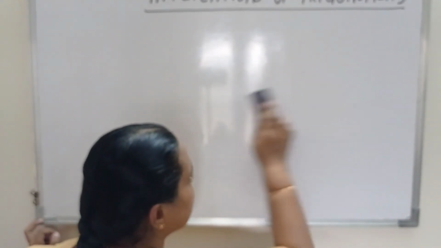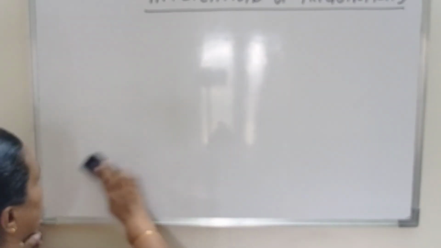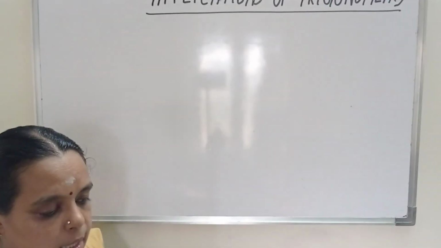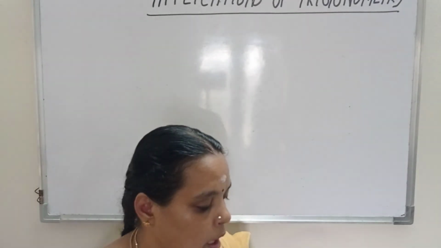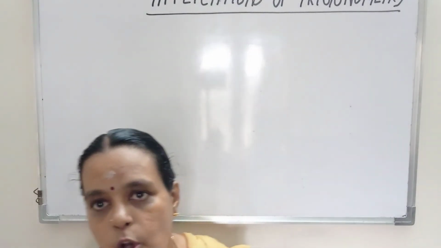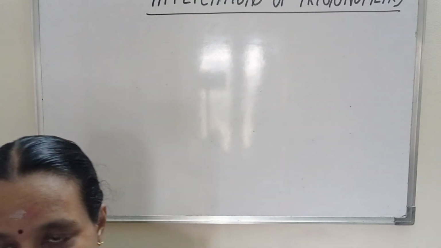So with the help of this line of sight, angle of depression and angle of elevation, we will move on to some sums where we can understand how to apply trigonometry with the trigonometric ratios.